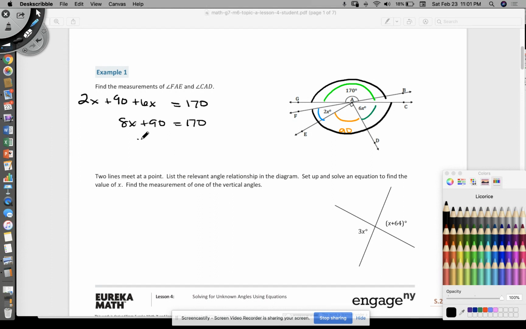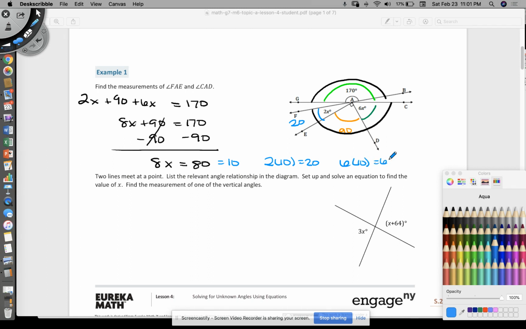To get x by itself, as you know, we need to subtract 90 from both sides. That cancels, and I get 8x equals 80. 8 times what gives me 8x? That's going to give me 10. Now your answer is not just 10 because we had two different x's here. So we have 2 times 10, which gives me 20. And then we have 6 times 10, which gives me 60. And now you have solved for all your variables here.